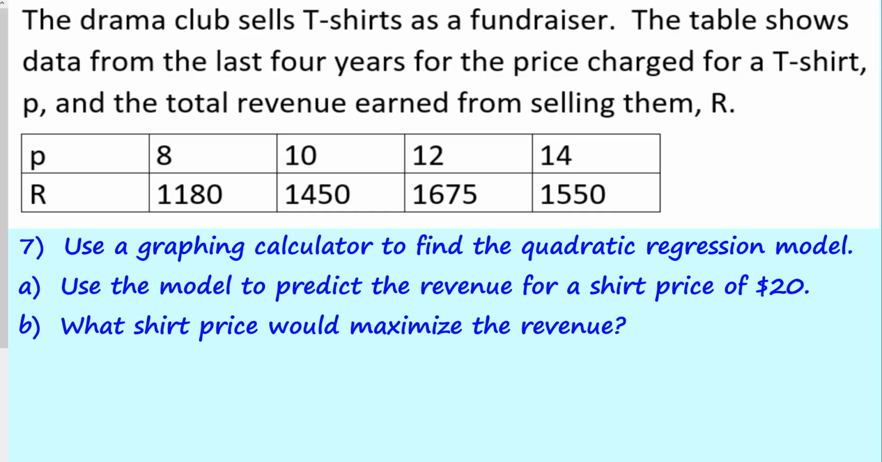The Drama Club sells t-shirts as a fundraiser. The table shows data from the last 4 years for the price charged for the t-shirt, P. So P is price. And the total revenue earned from selling them, R. Revenue is the amount of money that they take in. So you can see when they sold the t-shirt for $8, they made $1,180. When they sold the t-shirts for $10 a piece, they made $1,450, etc. Okay, so use a graphing calculator to find the quadratic regression model.